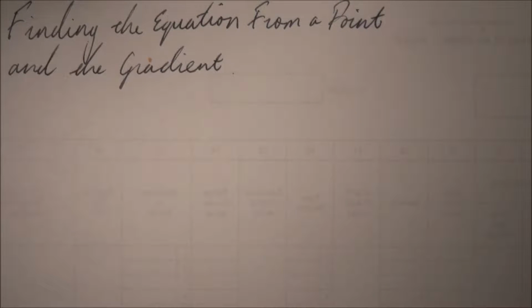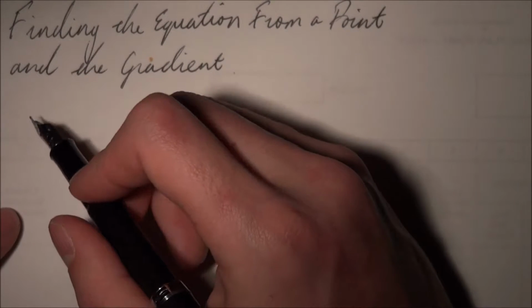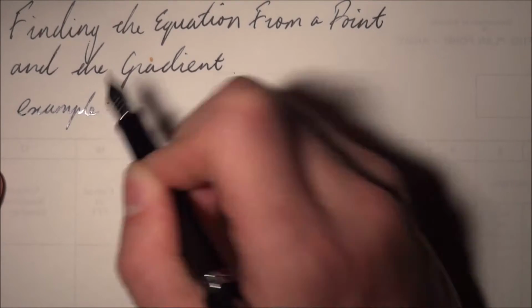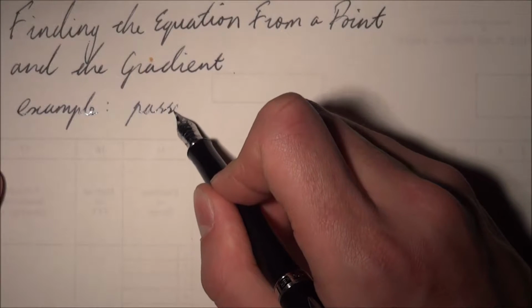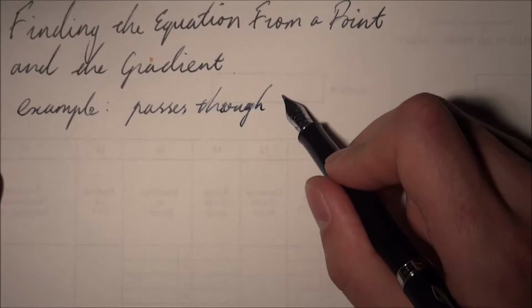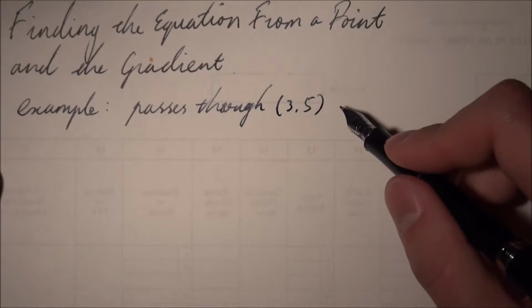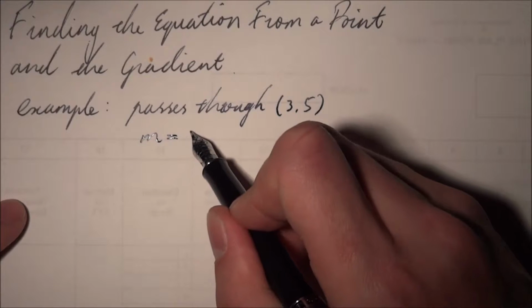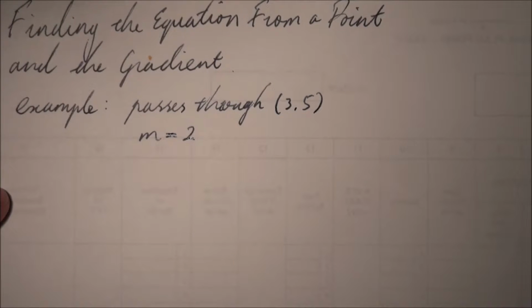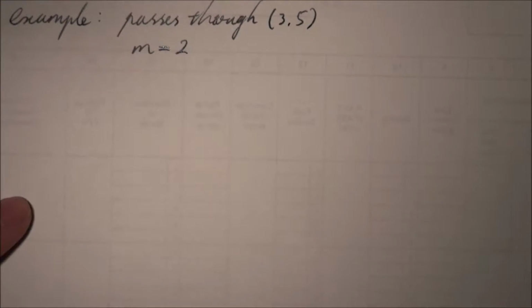Well, what we're trying to do now is to find an equation of a line from a known point and the gradient. So, for example, if we have a line that passes through (3, 5) and has a gradient of 2. So this is the information we have been given, and we're trying to find the equation for it.